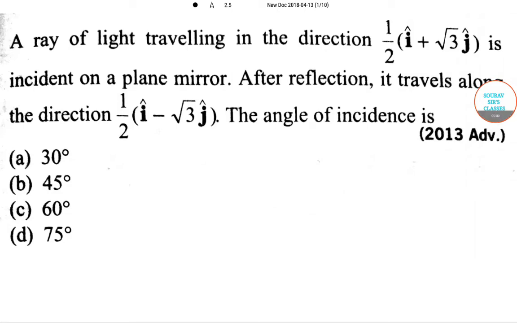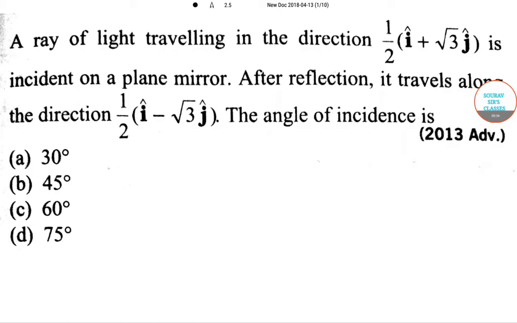The problem states that a ray of light traveling in the direction half of i cap plus root 3 over 2 of j cap is incident on a plane mirror. After reflection, it travels along the direction half of i cap minus root 3 over 2 of j cap. We have to find out the angle of incidence. Four options are given: 30 degree, 45 degree, 60 degree and 75 degree.